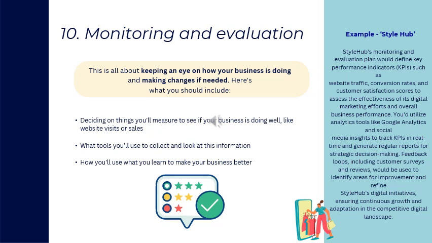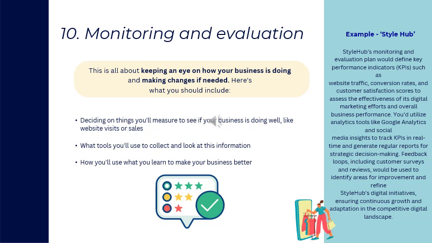Part 10. Monitoring and evaluation. This is all about keeping an eye on how your business is doing and making changes if needed. Here is what you should include: deciding on things you'll measure to see if your business is doing well, like website visits or sales; what tools you will use to collect and look at this information; and how you'll use what you learn to make your business better.